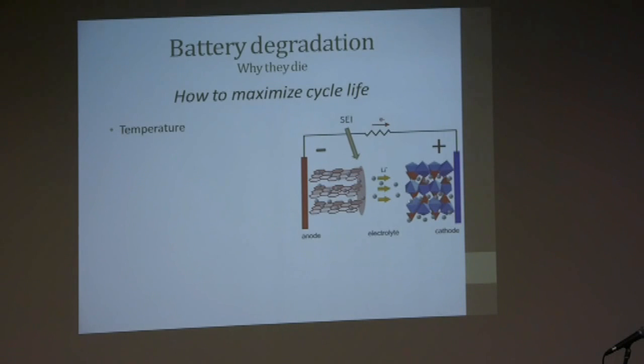So keep the temperature of your batteries between about 10 and 55 degrees Celsius. It doesn't matter whether you discharge them or charge them. If they're very cold, then charge them very slowly. If they are actually below freezing, below 0 degrees Celsius, then you shouldn't charge them at all. You have to warm them up first and then charge them.